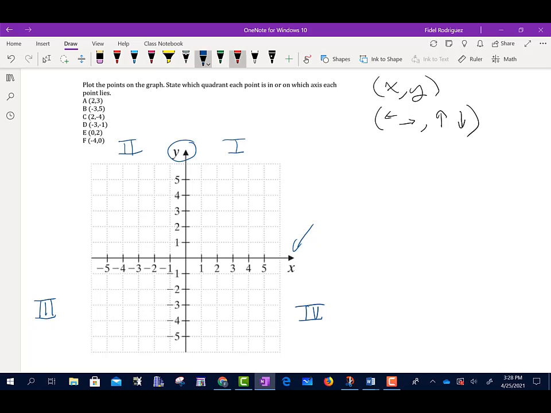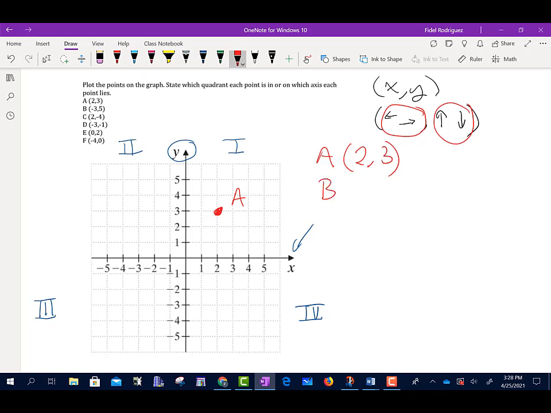So what we're going to do is plot these points. The first point is the point 2 comma 3. Remember, the first number tells me how to move left or right, and the second number tells me how to move up or down. I'm always going to start right here in the middle. I'm just going to put a little dot to show where I'm starting. The first number is positive 2, so I'm going to move 2 spaces to the right. The second number is a positive 3, so from there I'm going to move 3 spaces up, and this right here is my point A.